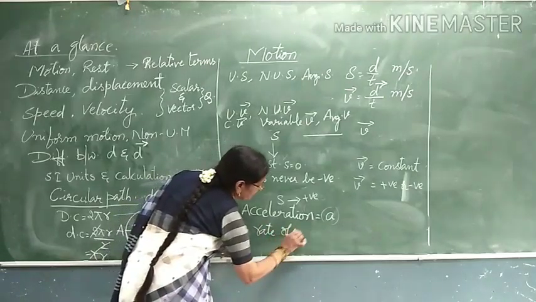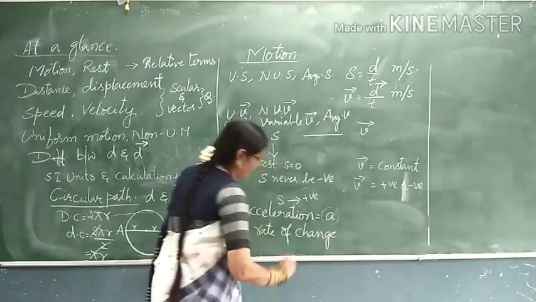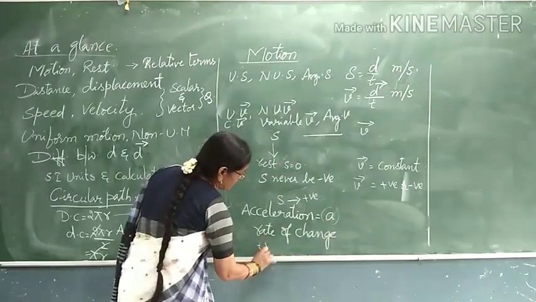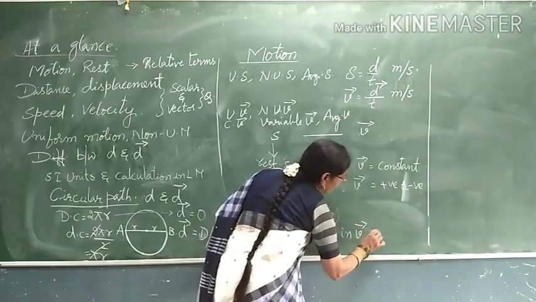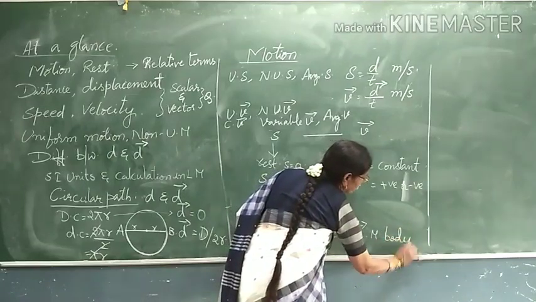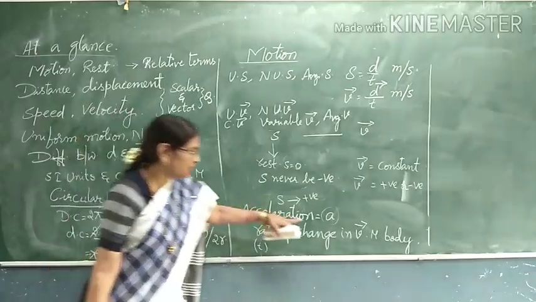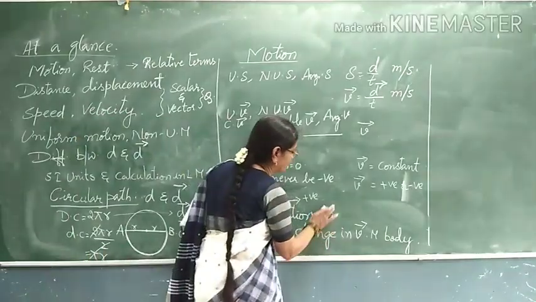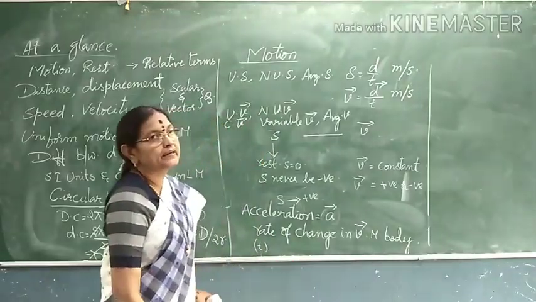We have discussed what is meant by rate. Rate here represents time. Rate of change in velocity of a moving body is called acceleration. Since velocity is a vector quantity, acceleration is also a vector quantity.